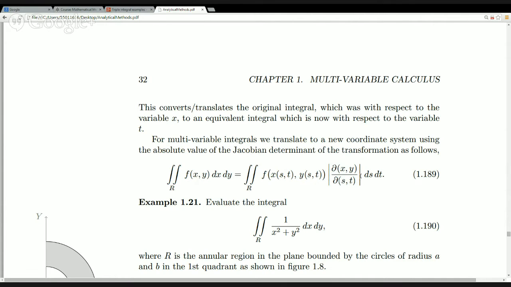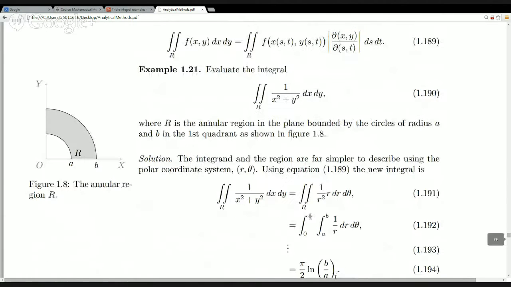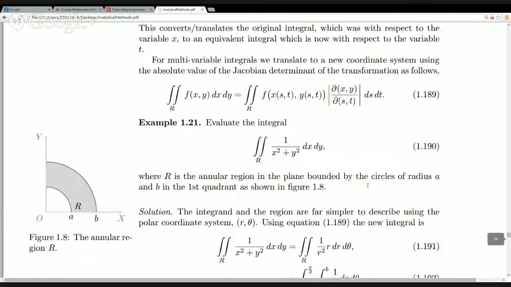Okay, so this is the absolute value of the Jacobian determinant of the transformation from the coordinates x, y to the coordinates s and t, which we defined a few lectures ago when we were talking about the chain rule in partial differentiation. Now, we talked through this example last time, but I'd like to do a few more examples. Some triple integral examples.